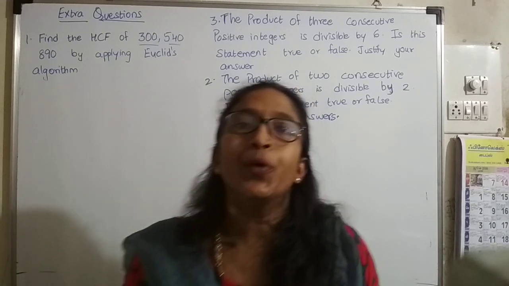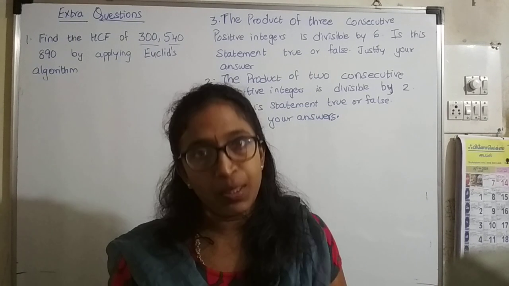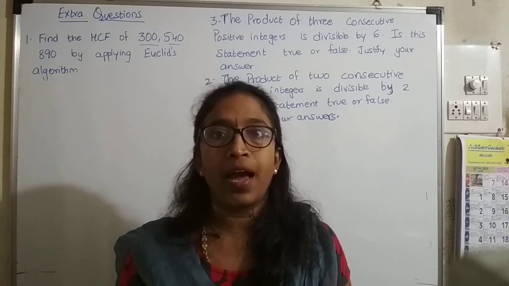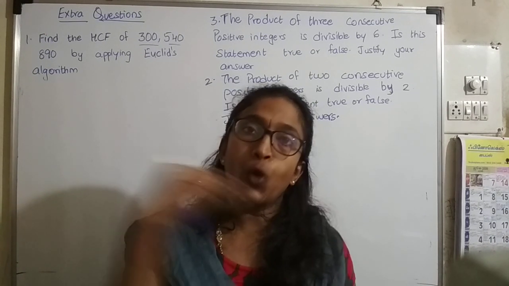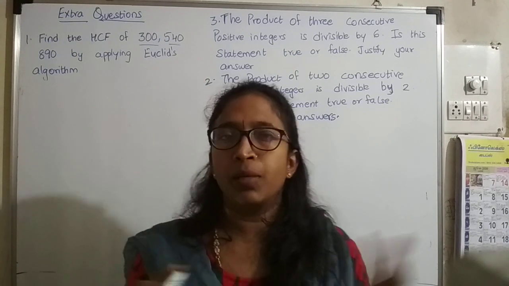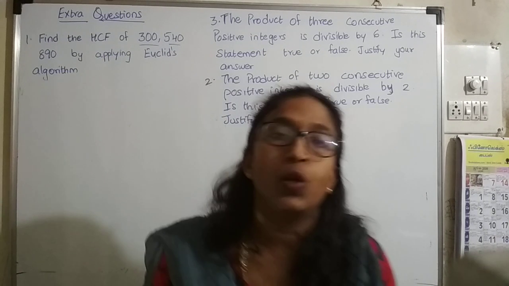Students, in this particular session we are going to solve extra questions based on real numbers. Starting from exercise 1.1 you have learned about HCF, and using Euclid's division lemma you have also proved that the square of a positive integer, the cube of a positive integer, and so on. So we will solve some extra sums based on that.